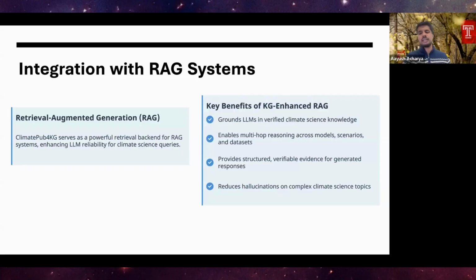What are the key benefits of KG Enhanced RAG? It grounds LLMs in verified climate science knowledge. It enables multi-hop reasoning, and this is more accurate. It provides structured and verifiable evidence for generated responses, and obviously the reduction of hallucination. It's an important point because LLMs might say stuff which is not exactly true, and for this it's very important that they stay within the knowledge graph to provide the answers that they are providing.